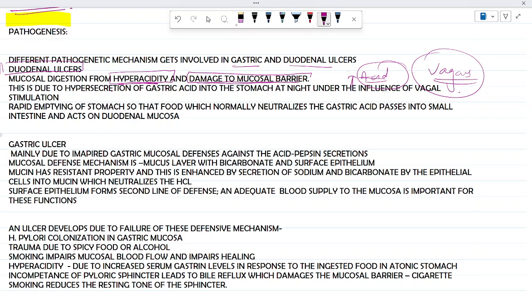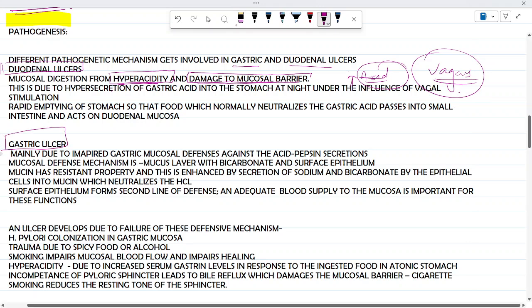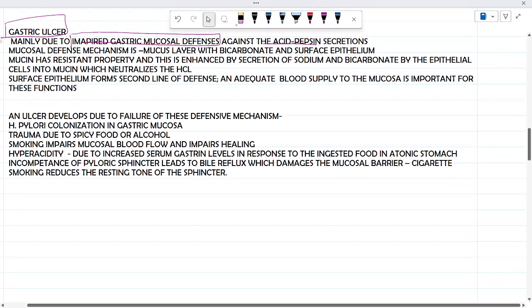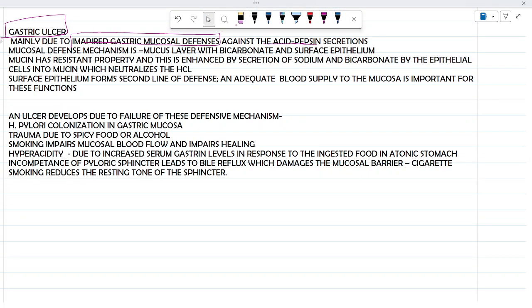Second is how the gastric ulcer develops. The key note here is impaired gastric mucosal defense against the action of acid and pepsin secretion. The normal defense mechanism is that we have a mucus layer, along with bicarbonate and surface epithelium. Mucin, which is secreted by the cells, also has a resistant property, which is enhanced with the secretion of bicarbonates and sodium by the epithelial cells, and that neutralizes the hydrochloric acid.